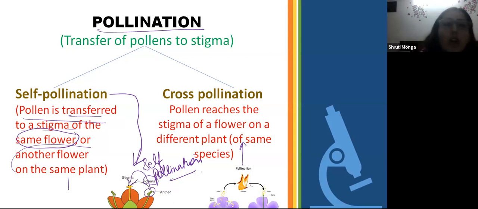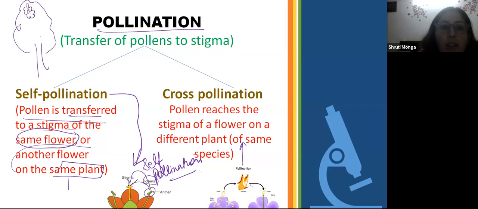Okay. So self-pollination is when the pollen is transferred to a stigma of the same flower or another flower, but the plant is the same. The plant is the same, but one flower is here and one flower is here. This flower is A, this flower is B. If the transfer is happening but the plant is the same, then also it is referred to as self-pollination. And what is cross-pollination? When the pollen grain reaches the stigma of a flower on a different plant. Now the plants are different.